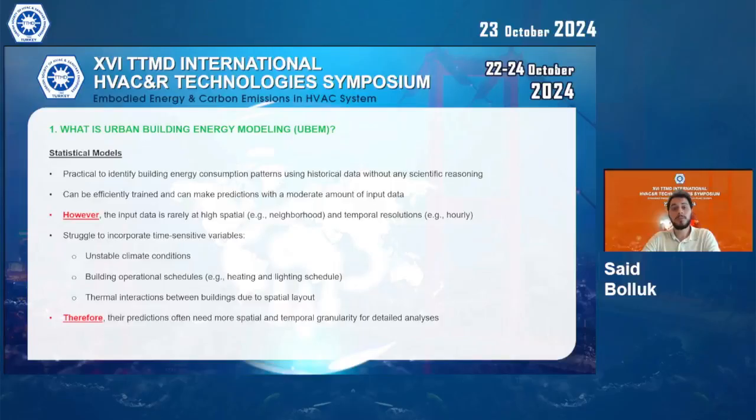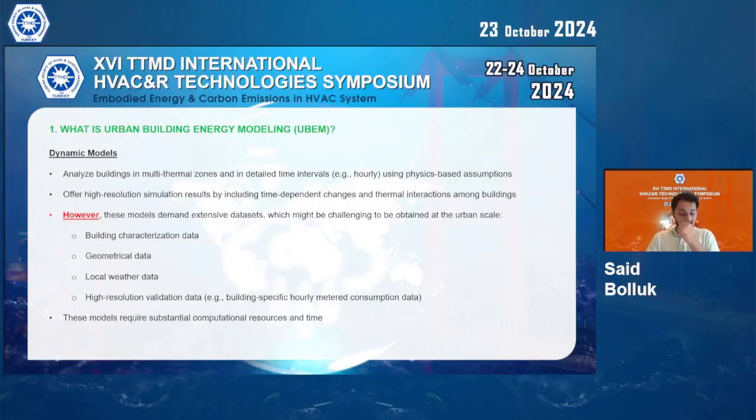Also, statistical models struggle to incorporate time-sensitive variables. These can be the changing climate conditions, the building's operational schedules, and also the thermal interaction between buildings. With all this, statistical models require more spatial and temporal detail for elaborate urban level planning strategies or analysis.